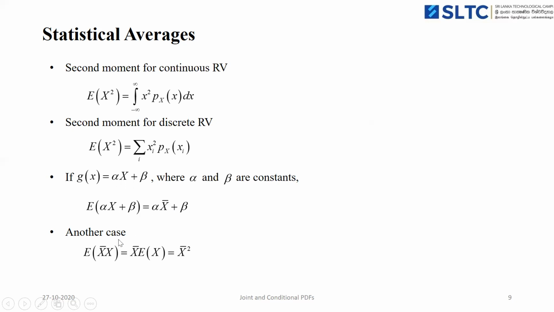Now see another property for the mean of the random variable. If you take the expectation of X bar times X, then X bar, the mean of the random variable, is a constant, so we can take it outside. So we can write X bar times the expectation of X. The expectation of X is again X bar. So we get X bar times X bar, that is, X bar squared.